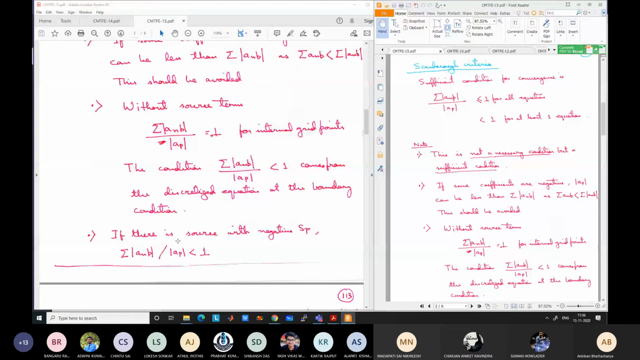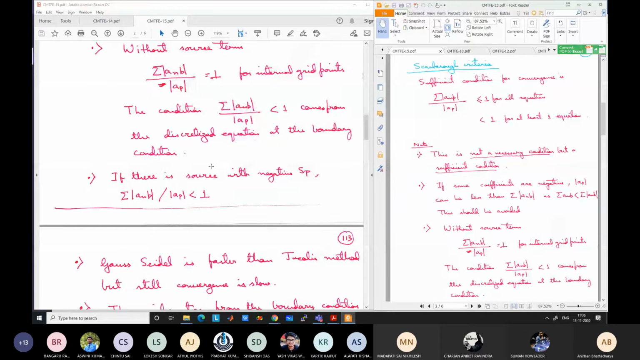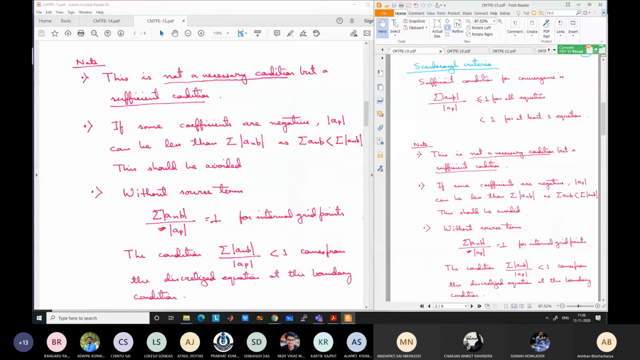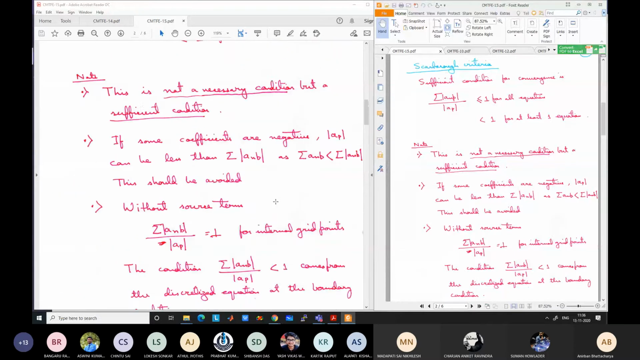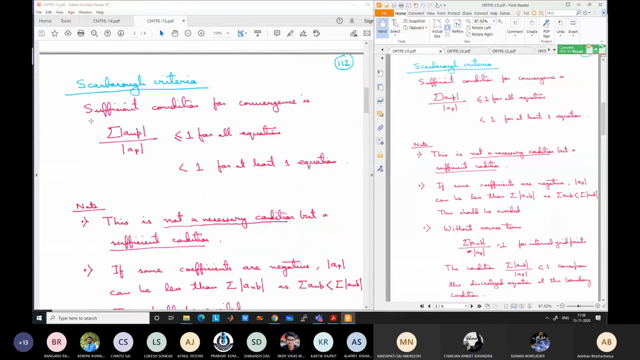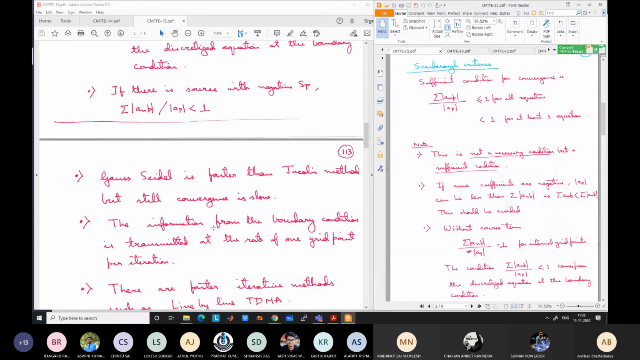So your AP will actually be larger than the sum of the neighboring coefficients. So this condition will get satisfied in that case. That is why, when we discussed that we need a negative SP term so as to ensure that AP is always positive, that also plays a role in satisfying this Scarborough criteria as a side effect. So this criteria is necessary for these two iterative schemes.